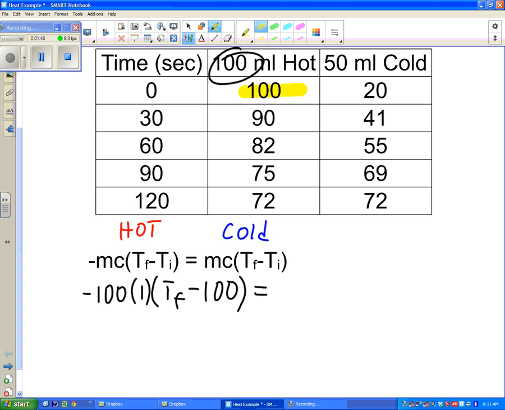Okay, equals, we're on the cold side. The mass of the cold is 20. Specific heat of water is 1. Once again, the final temperature is 72, but that is what we're solving for, and I need the initial temperature. Oh, I made a mistake. The initial temperature is 20, what I highlighted, and our mass is not 20. Our mass is right up here, 50 milliliters. So we have 50 milliliters times 1. There we go.